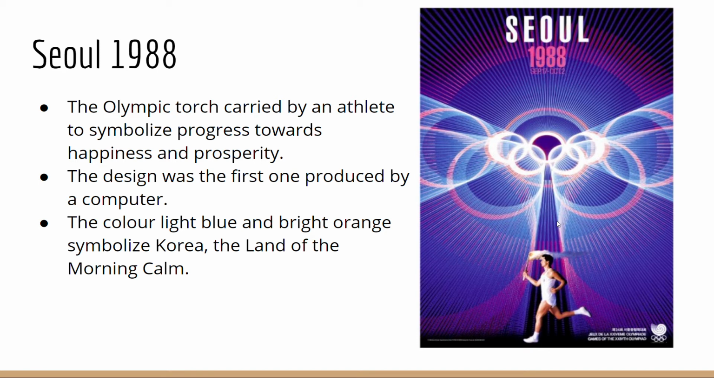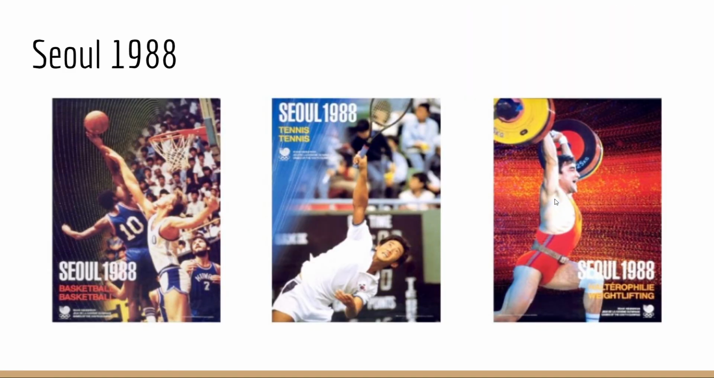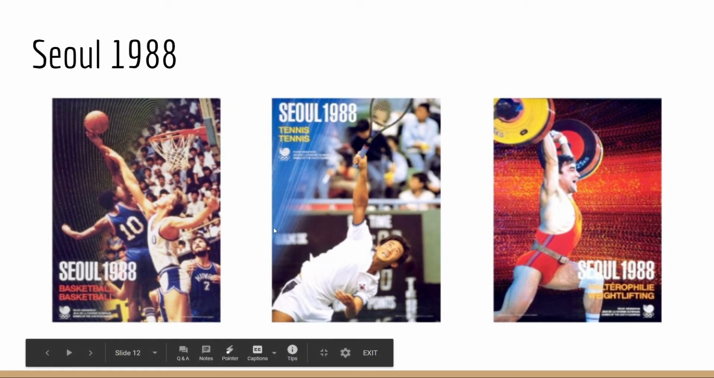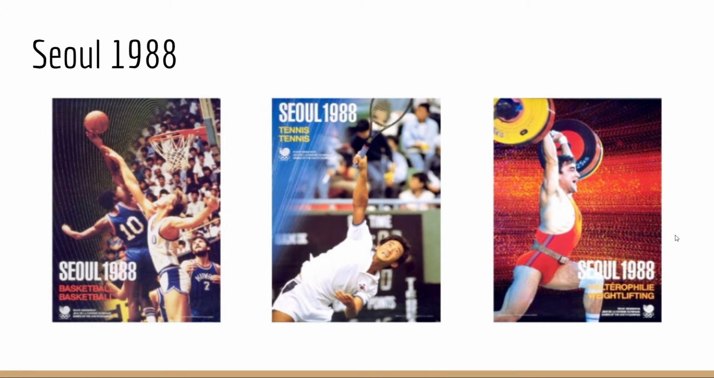And the colors of light blue and bright orange, you see here, symbolize Korea. They are the colors in the Korean flag, and Korea is known as the land of the morning calm. So this symbolizes the colors of the Korean flag. These are some of the posters for the individual sports in Seoul. So we have the basketball, Seoul 1988, the tennis, which was the first year tennis took place in an Olympic Games, and finally weightlifting.